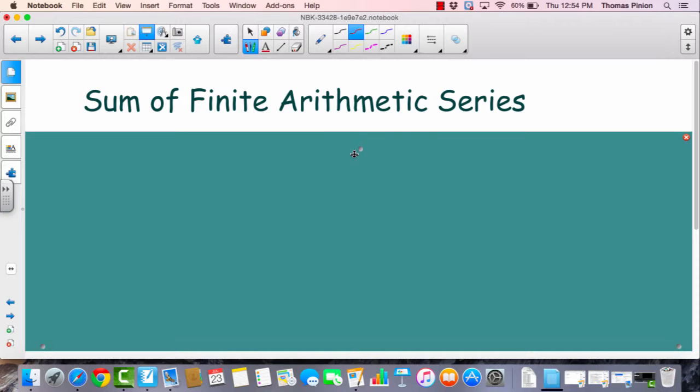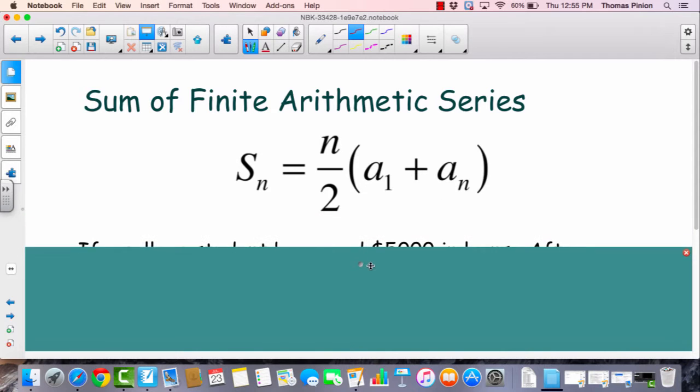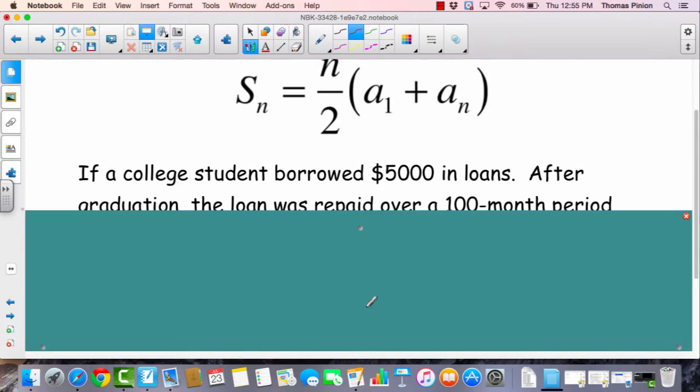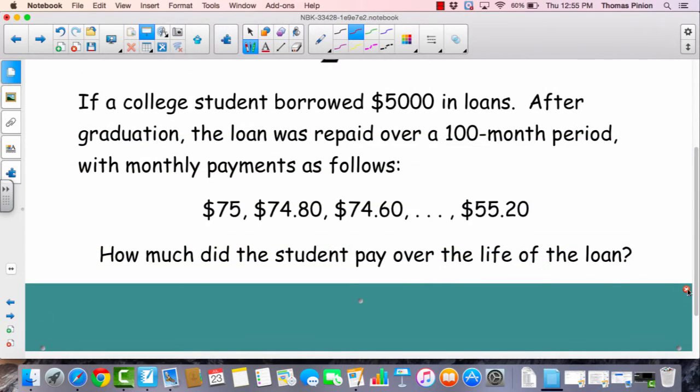Okay, we got the sum of a finite arithmetic series. We have a formula. Take note of it. S sub n, S stands for sum. The sum of the first n terms equals n over 2 times the quantity a sub 1, our first term, plus a sub n, our nth term. Now let's look at an example of using this, and this is a real world example that we're going to try and do.